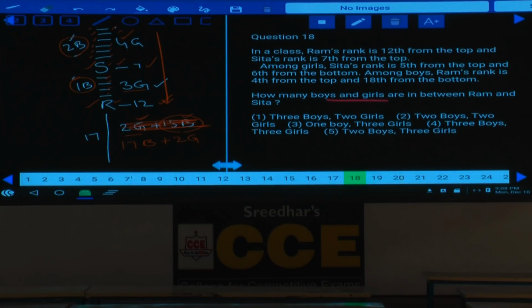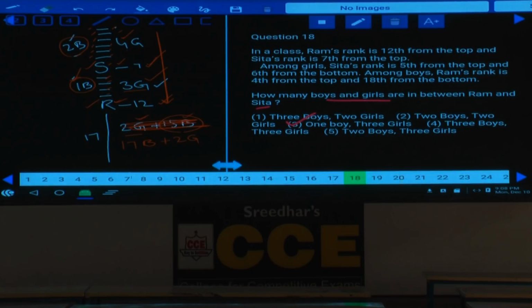How many boys and girls are there between Ram and Sita? This is Sita and this is Ram. Between Ram and Sita, there are 1 boy and 3 girls. That is given in choice 3. Question number 18, choice 3 is the answer. After Ram, there must be 17 boys and 2 girls. In between Sita and Ram, 1 boy and 3 girls. And before this Sita, there are 4 girls and 2 boys.